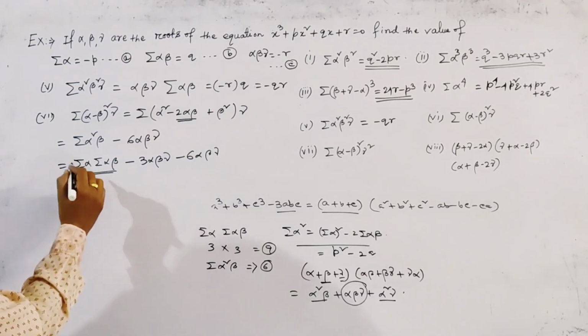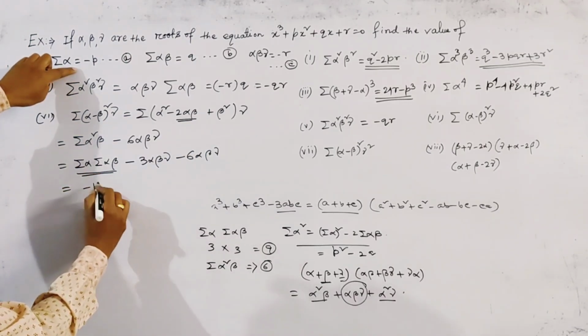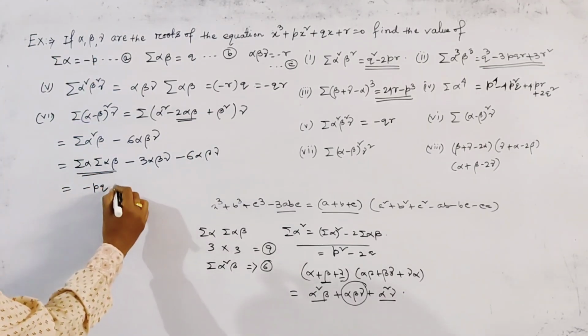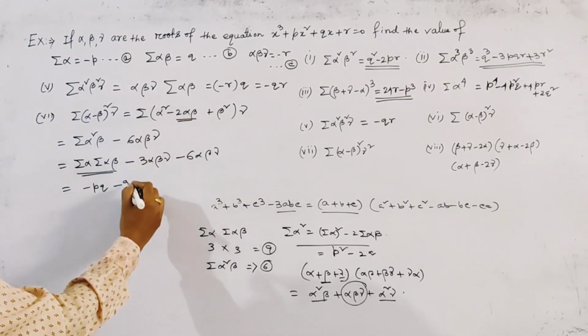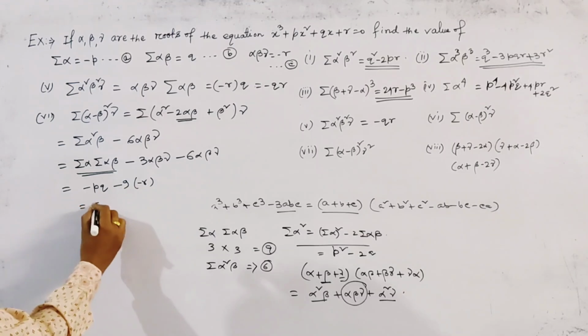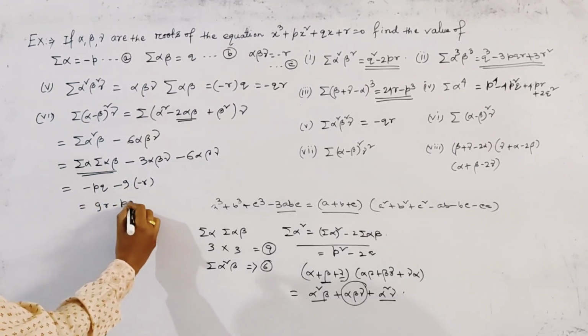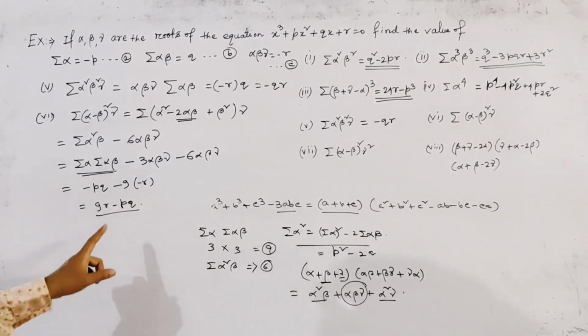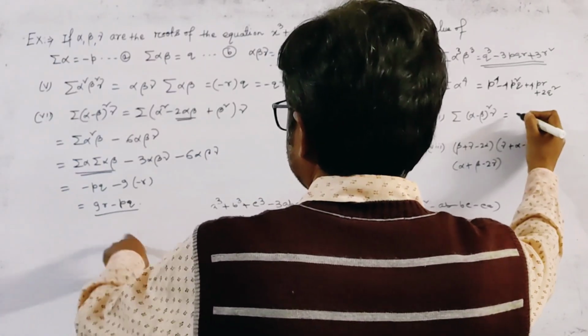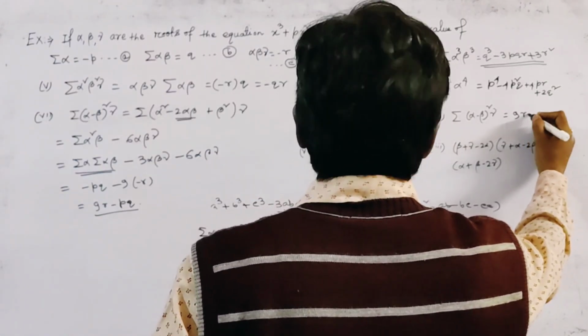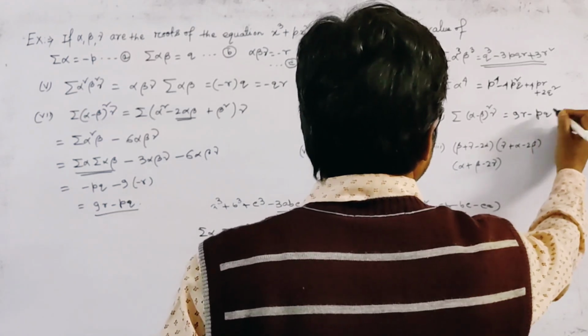Now by putting summation alpha, this is minus p, summation alpha beta, this is q, minus 9 into alpha beta gamma, this is given by minus r. So 9r minus pq. Now we write this result inside of 6, this is 9r minus pq.